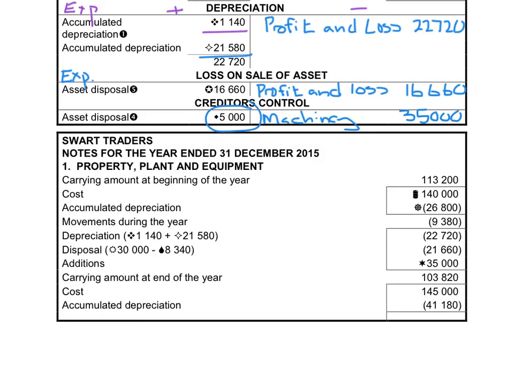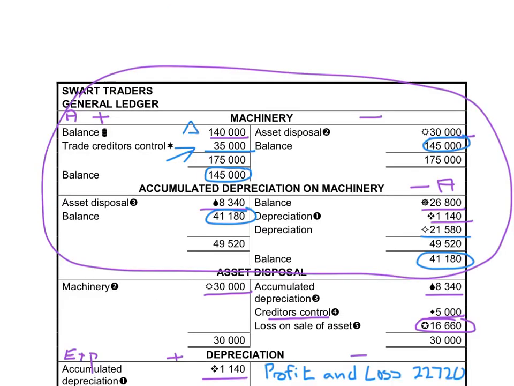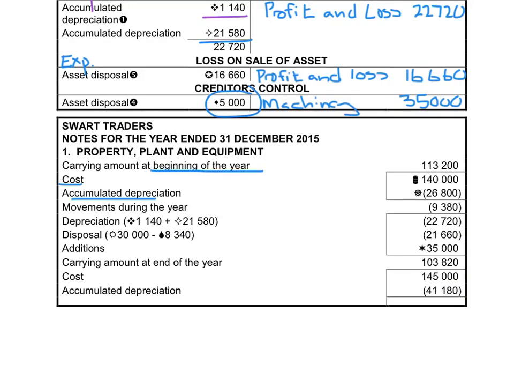When we complete this note, we have to start with the carrying amount at the beginning of the year. To determine this amount, we must look at our opening balance in our asset account and the opening balance in our accumulated depreciation account. So the machinery had an opening balance of 140. The accumulated depreciation had an opening balance of 26,800. I will indicate the cost price as 140,000.